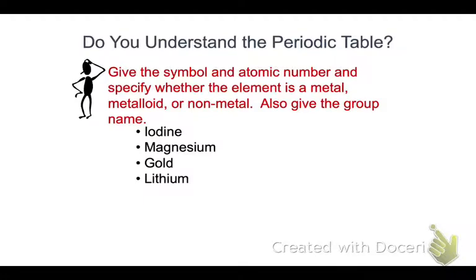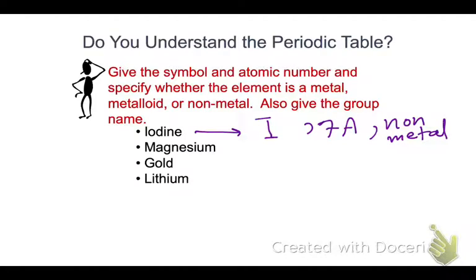Now, do you understand the periodic table? Give the symbol, atomic number, and specify whether the element is a metal, metalloid, or non-metal. Also, give the group name. So let's start with iodine. Now, for iodine, guys, the symbol, as you know, is I. And it is in group 7A, which makes it a halogen. Okay? It is a non-metal.